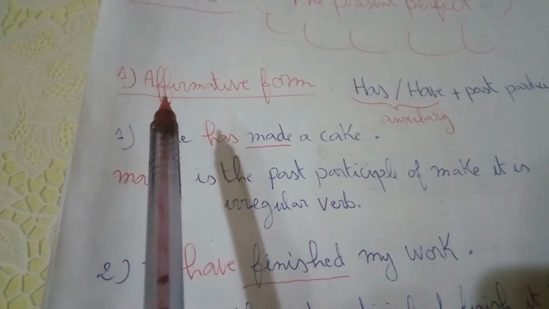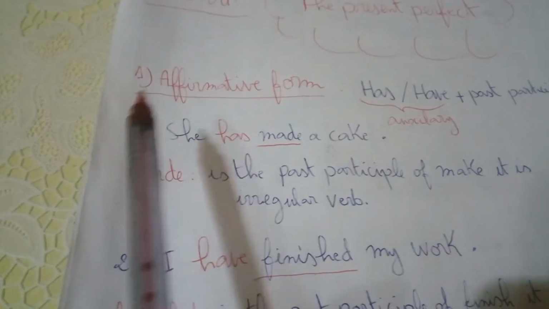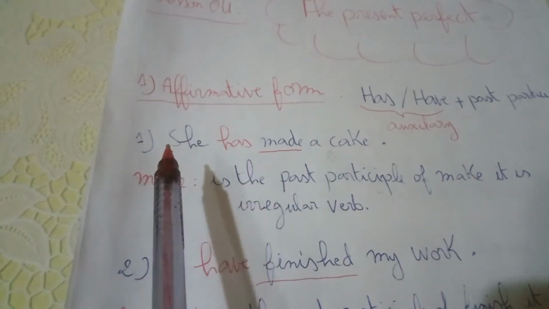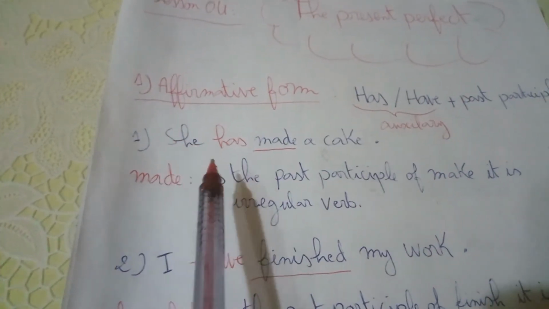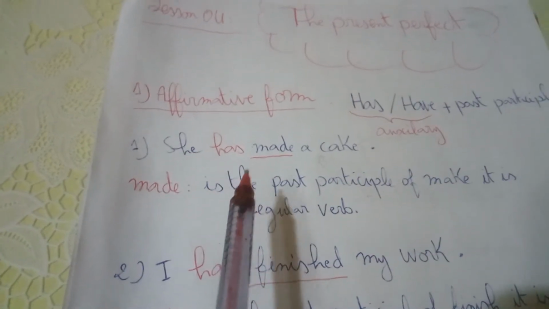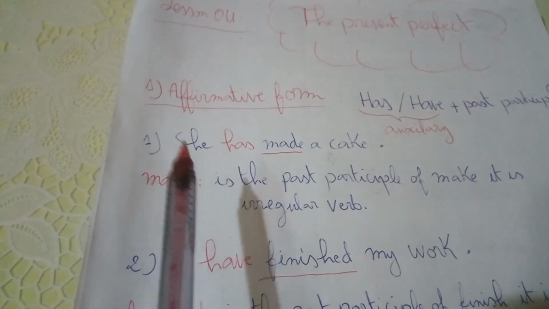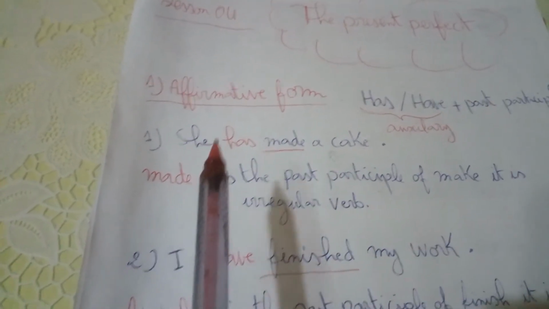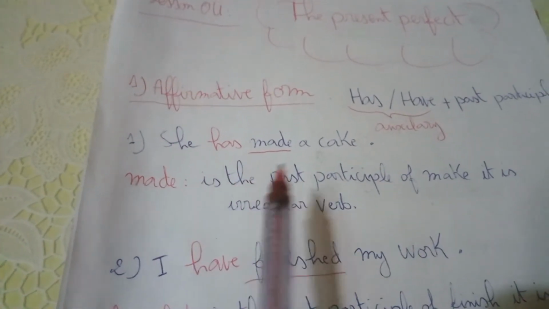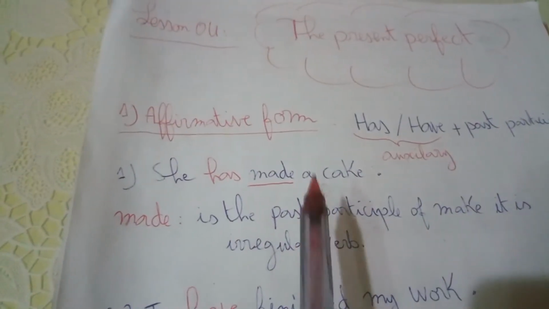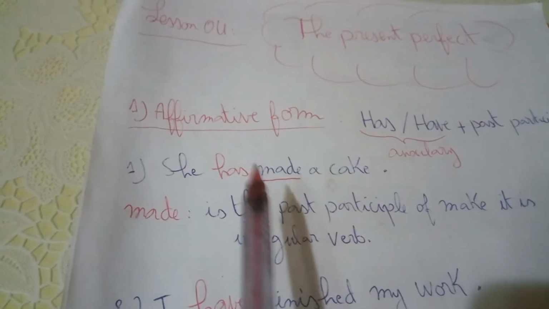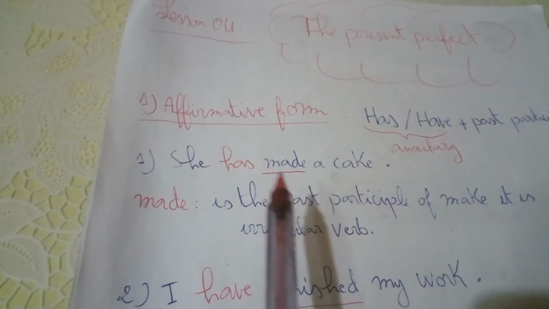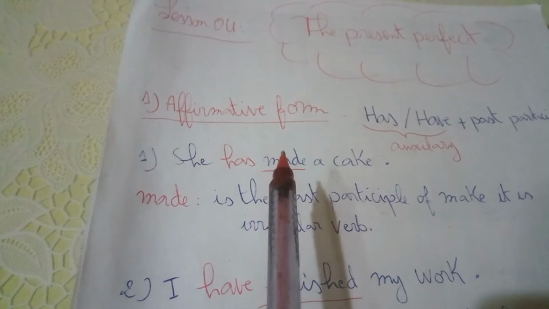Here we have the subject she, a personal pronoun. Has is the auxiliary, so I put has because we have she. He and she, we add has. I and you and we and they, we add have. I have, you have, we have, they have. So she has made a cake. What is the verb in this sentence? Made is the verb. Préparer in French.